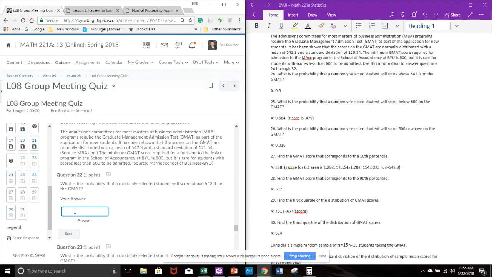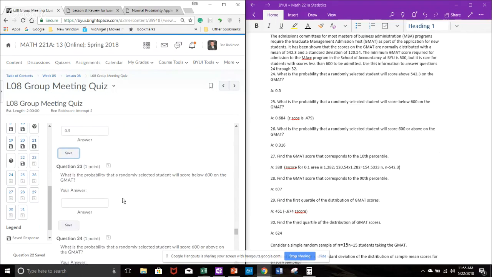I struggled a little, but then I realized that we had the mean, 542.3, so it was 50%. And I put 0.5. Yep, that's exactly right.